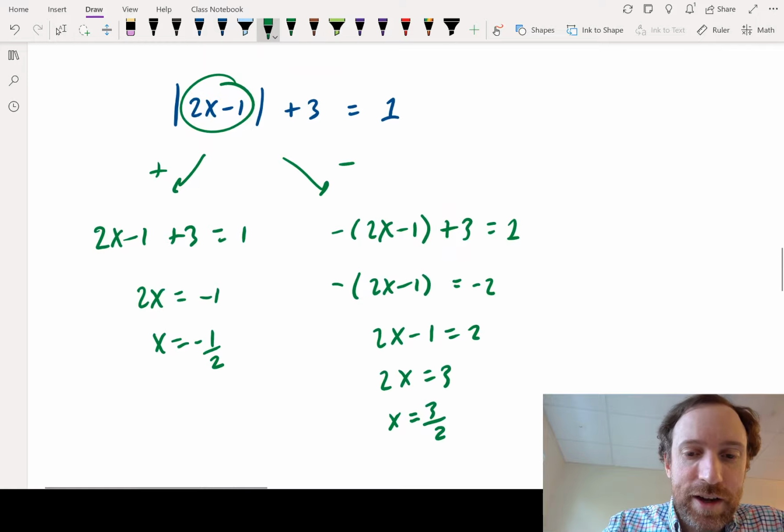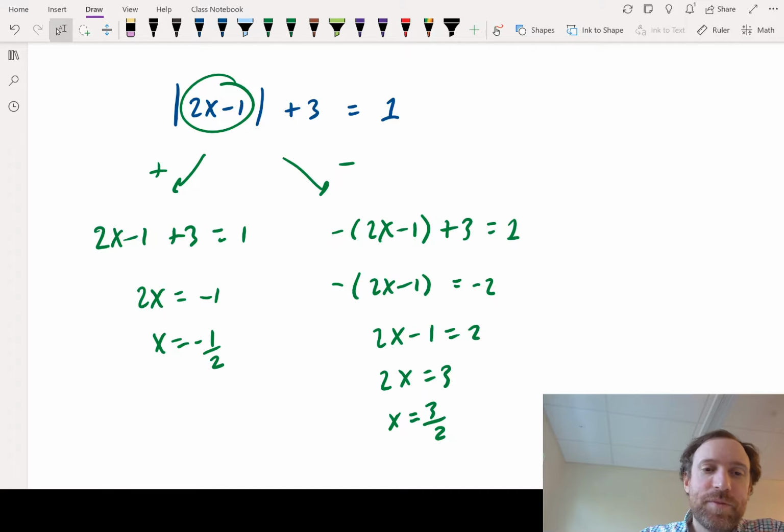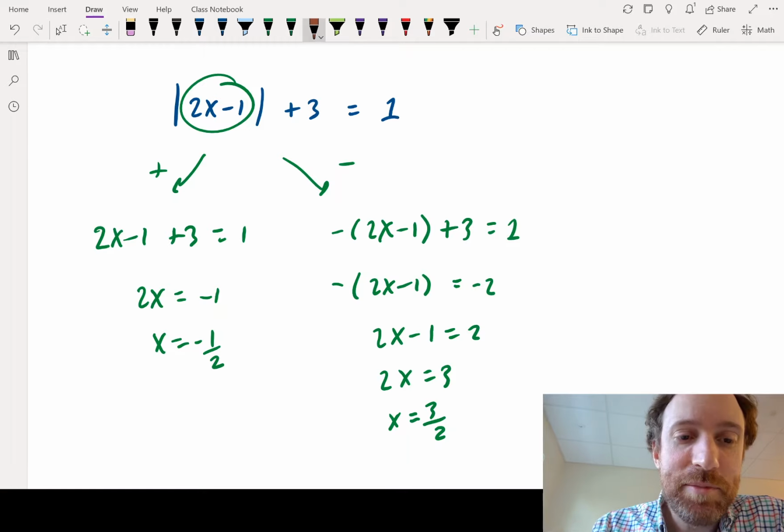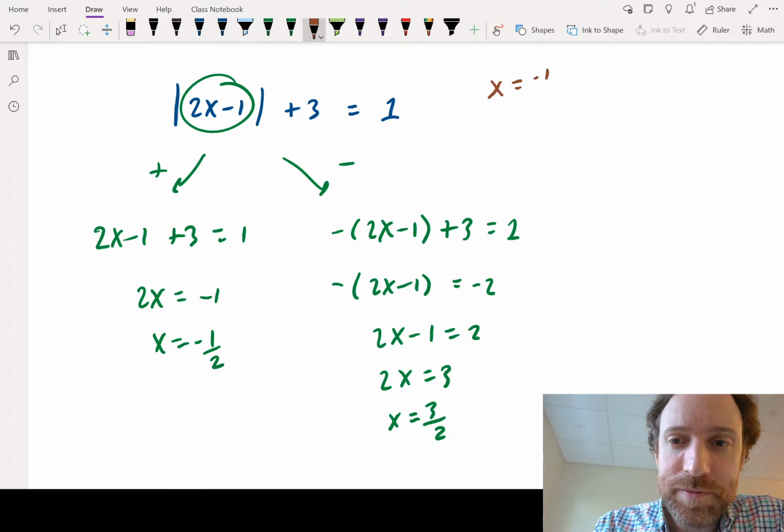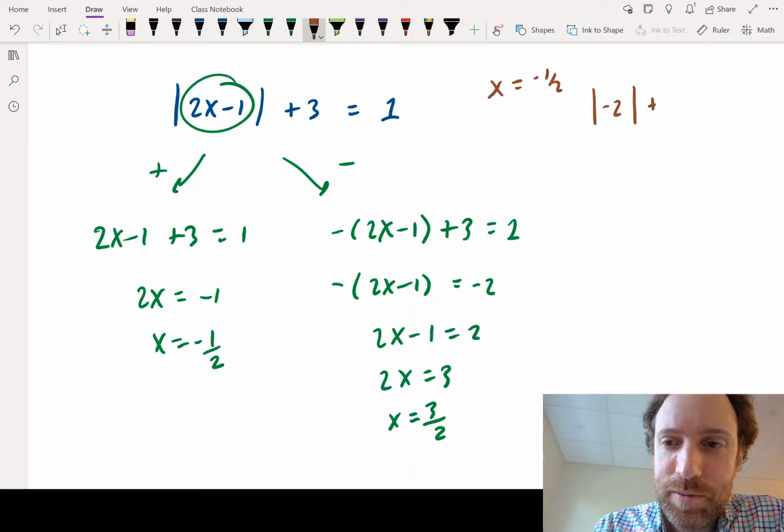Okay. Are these solutions both valid? Well, let's check by plugging them in. First of all, I'll start with x equals -1/2, in which I get absolute value of -2 plus 3 equals 1. This is 5 equals 1, which is not true. No. Let's try x equals 3/2. When you plug it in, you get 3 minus 1, which is 2, plus 3 equals 1. Again, 5 equals 1, which is not true. So there are no solutions to this equation.